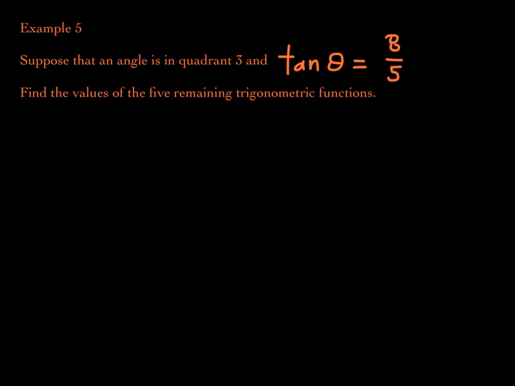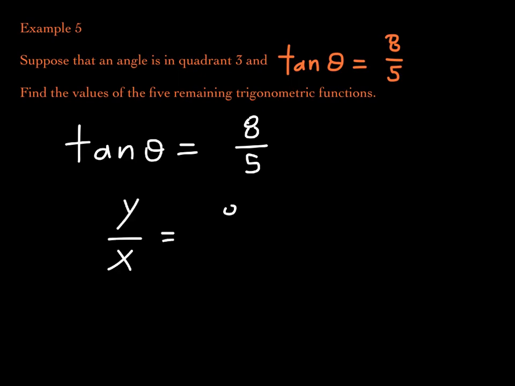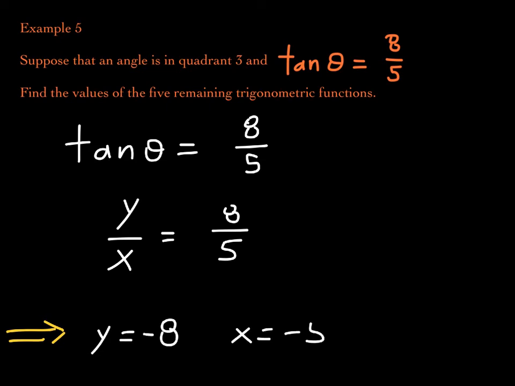Remember, tangent of theta is defined to be y over x. So watch this, everybody. Tangent of theta is y over x, right? I replaced tangent of theta with how it's defined. Now this implies that y is -8 and x is -5. Why negative? Because they told us in the beginning that we're in quadrant 3, and in quadrant 3 both x values and y values are negative. After all, if you divide a negative by another negative, you get something positive, and our function value for tangent is positive.